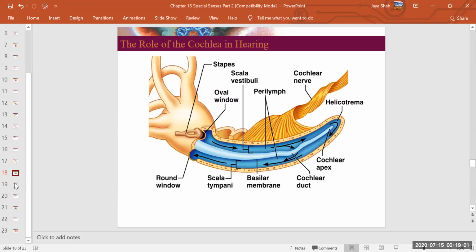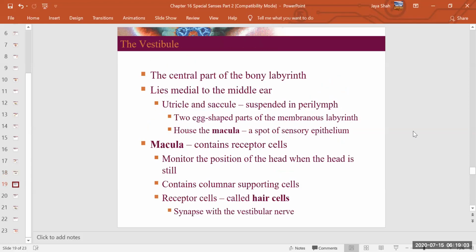We talked about the cochlea. Let's talk about the vestibule now. The second part of the labyrinth is the vestibule. The vestibule is part of the bony labyrinth, and inside the vestibule you have two parts of the membranous labyrinth, the saccule and utricle. This is the central part of the bony labyrinth, lying medial to the middle ear. The utricle and saccule are suspended in perilymph. These two egg-shaped parts of the membranous labyrinth house the macula, a spot of sensory epithelium.